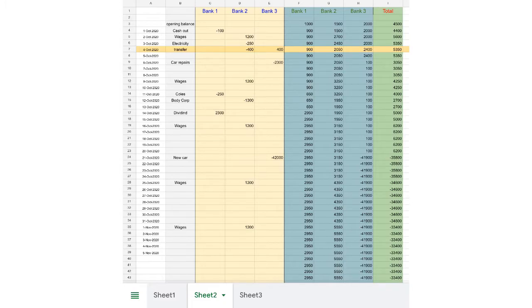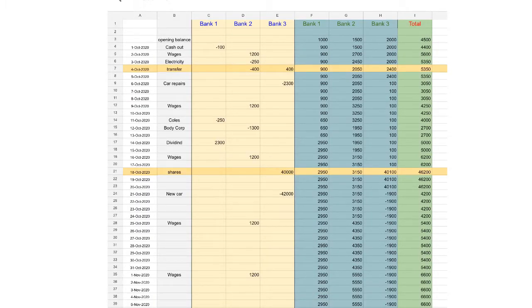This sheet shows a further problem transaction on the 21st of October when a new car is purchased for $42,000. This drives bank 3 into negative 41,900 and also the total savings into 35,800. So we have to have a solution to prevent these 2 negative columns.